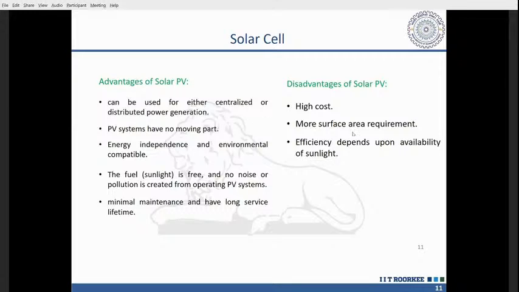More surface area: this is the second disadvantage. It needs more surface area. Efficiency depends on the availability of sunlight. So I said the main and foremost drawback of this solar energy system is the non-availability of sunlight. This is very unpredictable in nature. You cannot say today I am going to get 2 megawatt. Tomorrow, who knows? You may not get 2 megawatt. You may even get 0. If there is a rainy day, maybe you can get zero power supply from the solar energy system. So these are some of the advantages and disadvantages.